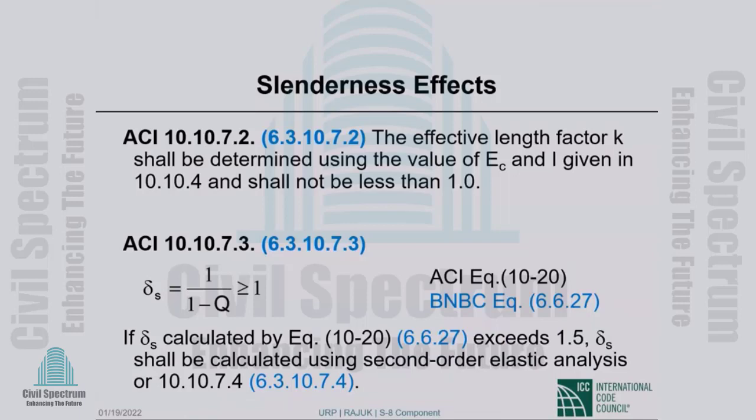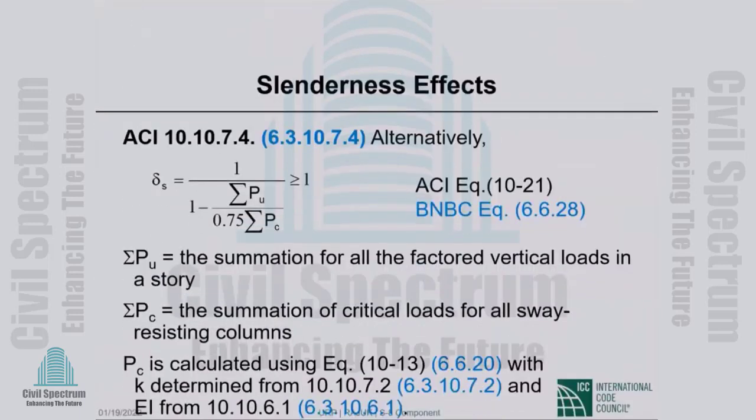If delta sub s calculated by this equation, this is important, exceeds 1.5, delta sub s shall be calculated using second order elastic analysis. Then this moment magnifier approach is off. You cannot and should not use it. So if delta sub s calculated by this expression exceeds 1.5, delta sub s shall be calculated using second order elastic analysis, and you should at that stage abandon this moment magnifier approach.